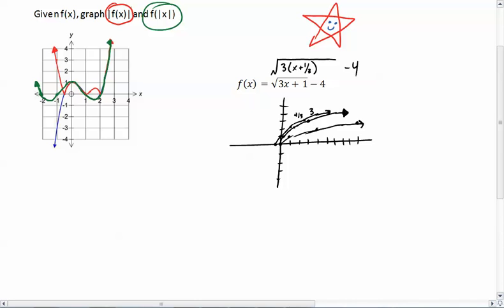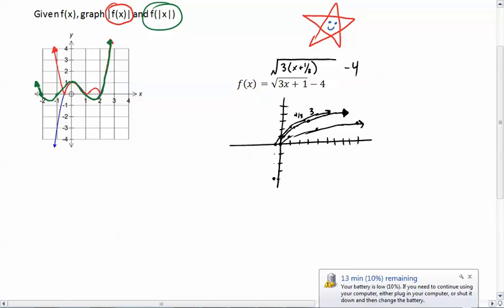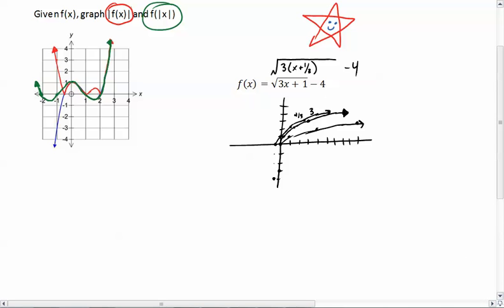Now I need to shift it down 4 spaces. So down 1, 2, 3, 4. This one down 1, 2, 3, 4. This one down, that's just to the left of the 3, so down 1, 2, 3, 4, so about right there. And so we've got this graph that looks something like this.